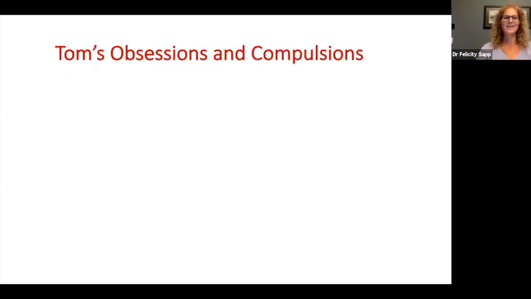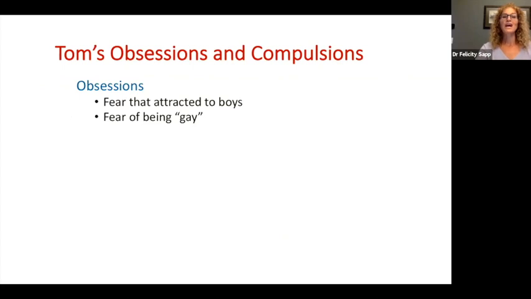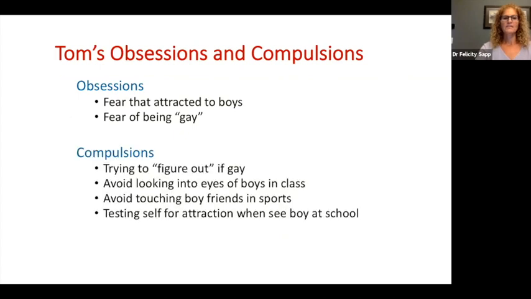His obsessions were a fear that he was attracted to boys, and a fear that this meant he was gay. His compulsions were trying to figure it out. He did a lot of compulsions in his head, where he was trying to talk himself through it, challenge it, and figure out if he was gay. He would also ask his parents about it. He would avoid looking at boys in his class, and avoid touching in sports, like a little tap. And he was always testing himself for attraction whenever he would see a boy at school.